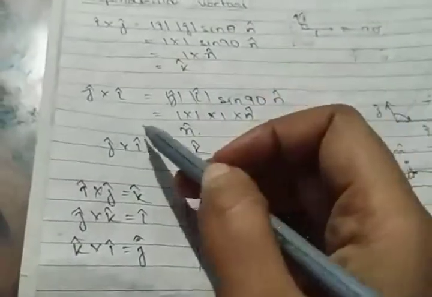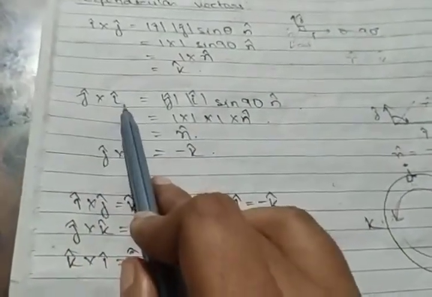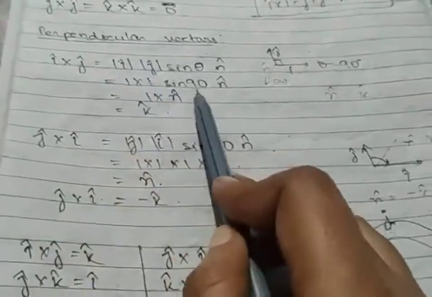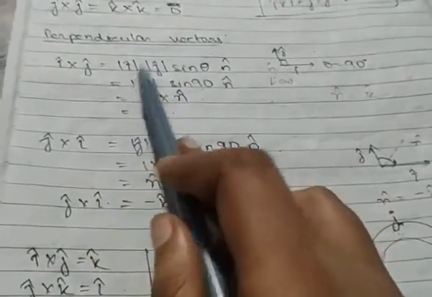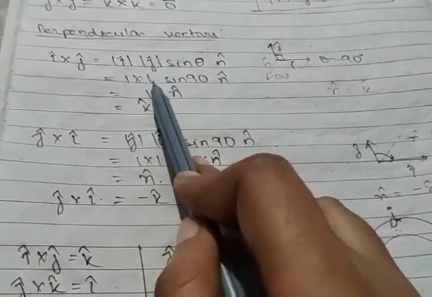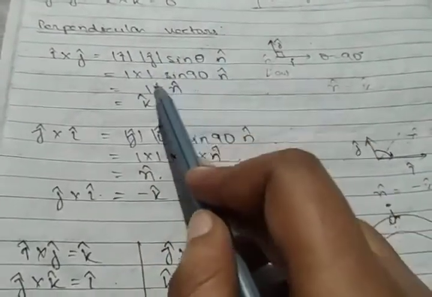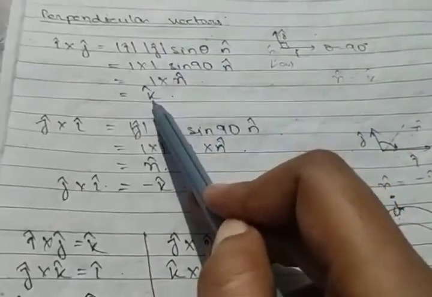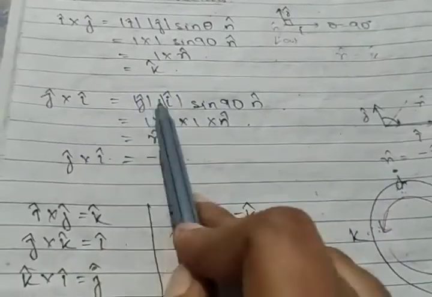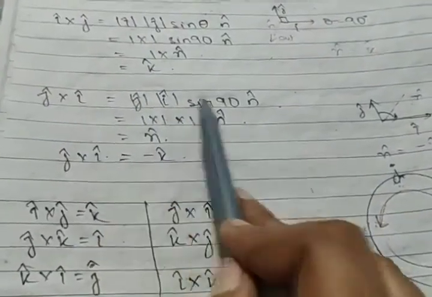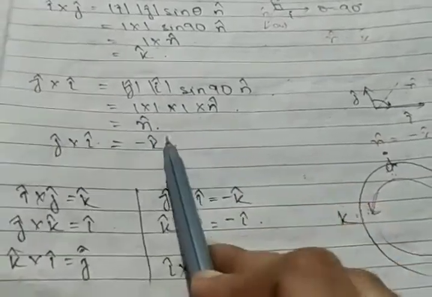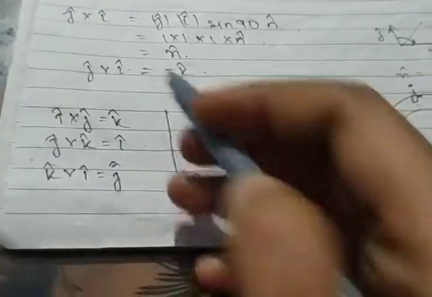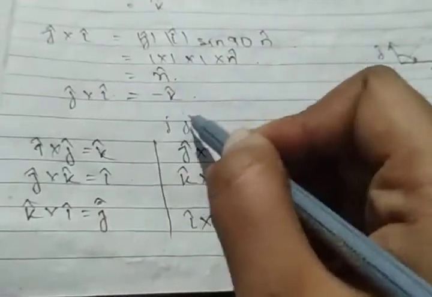Why, you have understood? Okay, so i cross j: i vector, j vector, sine 90 and n cap. So i vector is a unit vector, magnitude is 1, j vector is a unit vector, magnitude is 1, sine 90 is 1. So all these three things are giving us magnitude as 1 and the unit vector is giving me the k direction. Similarly, j and i is giving me j vector's magnitude, i vector's magnitude, sine 90 and unit vector. So again I am getting here minus k. So i cross j is k, j cross k is i, k cross i is j. So we have to remember just i, j and k.